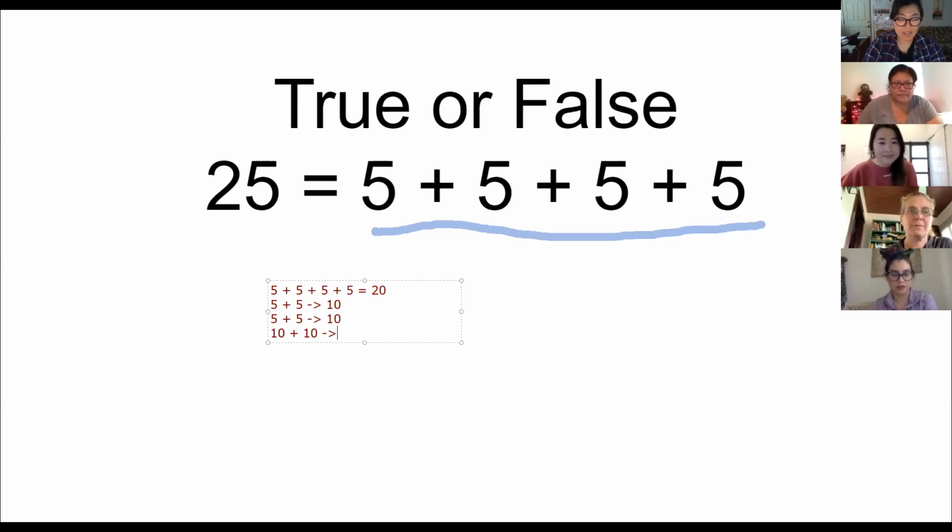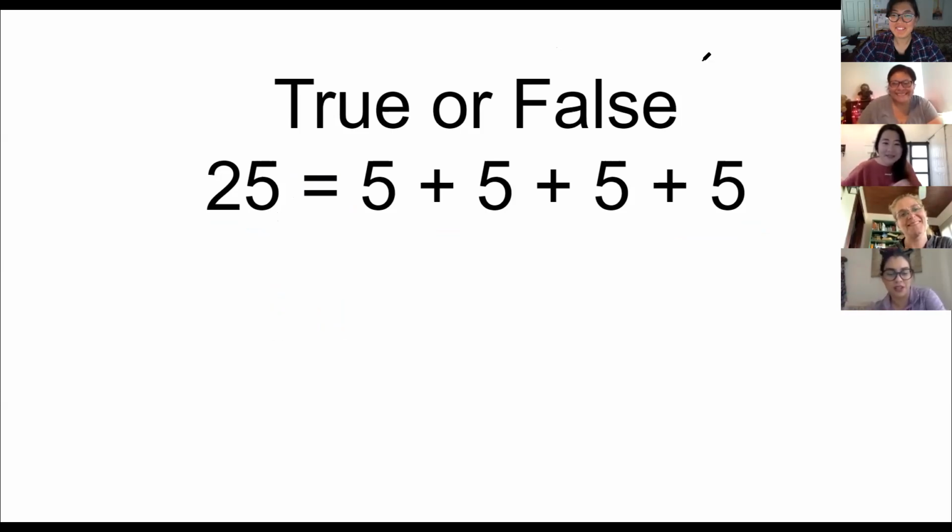So 5 plus 5 makes 10, and then another 5 plus 5 makes 10, and then 10 and 10 makes 20. Excellent. And I noticed that you also emphasized the equal sign, you said it's the same as. Yes. Same as, so 20 is not the same as 25. Correct. Did anyone else have a different answer or approach in how they solved this problem?